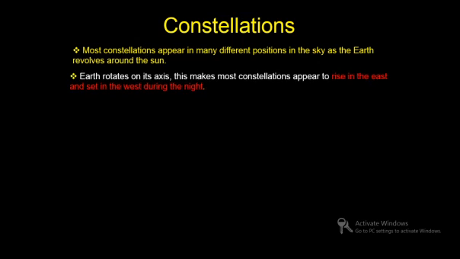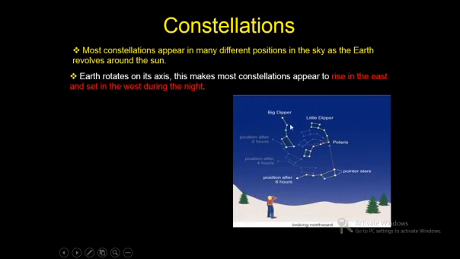Also, since the Earth has one more motion, that is rotation on its axis, some of the constellations seem to rise in the east and set in the west during the night. What the Sun also does. So, like the Sun, some of the stars will be seen to rise in the east and set in the west only due to the rotation of Earth, while some other stars seem to rotate about the North Polar Star.